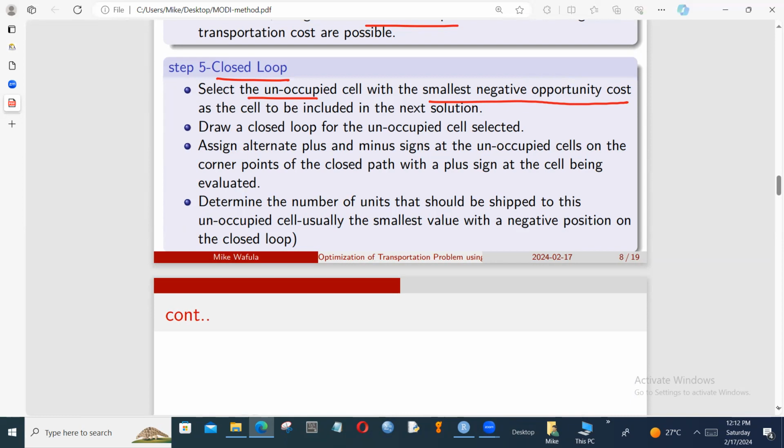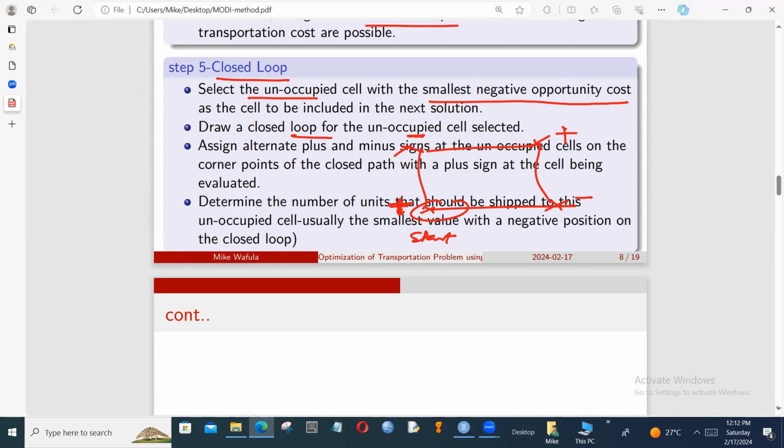And so we draw a closed loop from that cell. Once you have drawn this loop, you can see that when you have been drawing loops, we are getting corners. So if we have drawn a loop and it appears like this, starting from this point, we begin assigning alternate positive and negative signs, starting from the cell where you began. The starting point of the loop, you assign positive, then alternately you assign those signs. So if this is positive, this is negative, this is positive, this is negative. That's how we assign those signs alternately from the starting point.